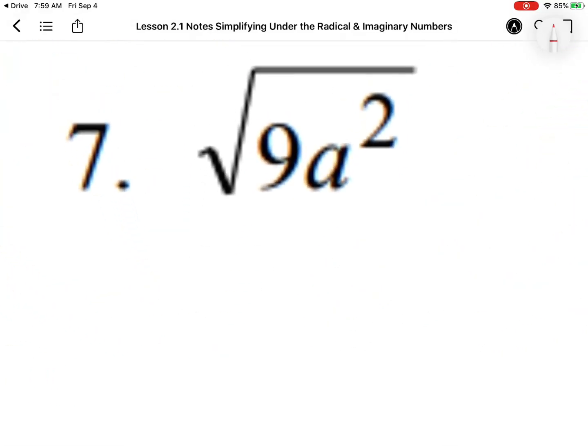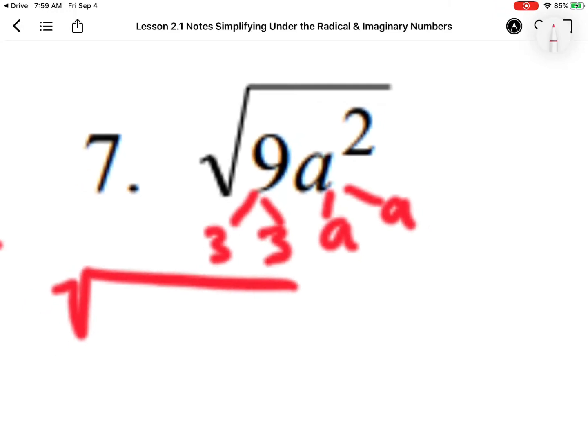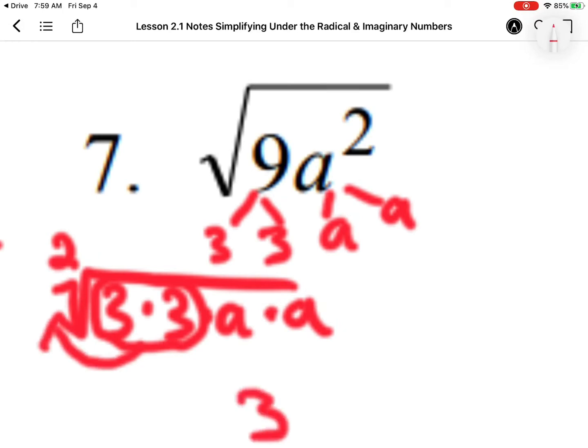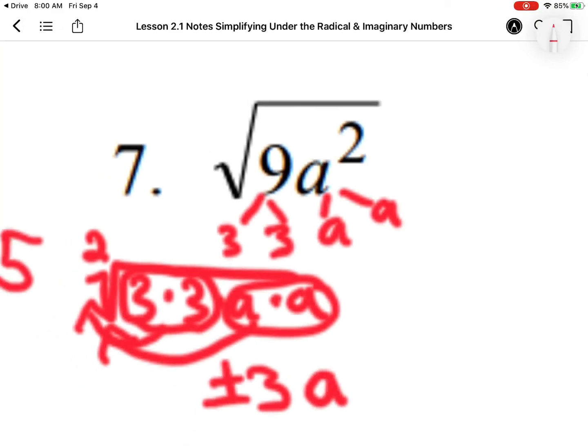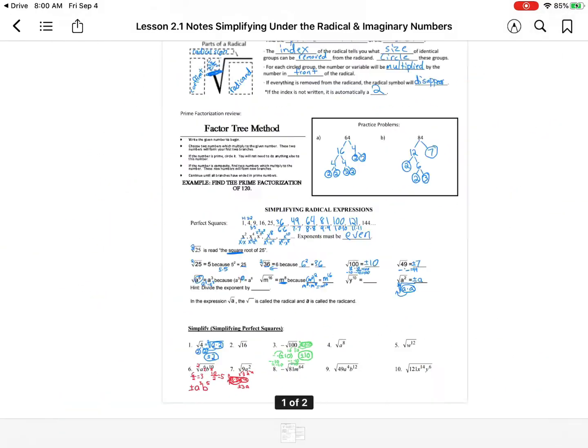Now what if you have both numbers and variables? Well, 9 is 3 times 3, and a squared is a times a. So that means under the radical, we have 3 times 3 times a times a. And our index is 2, so we're looking for groups of 2 of the same. 3 gets moved out. The a's get moved out. We have plus or minus 3a.